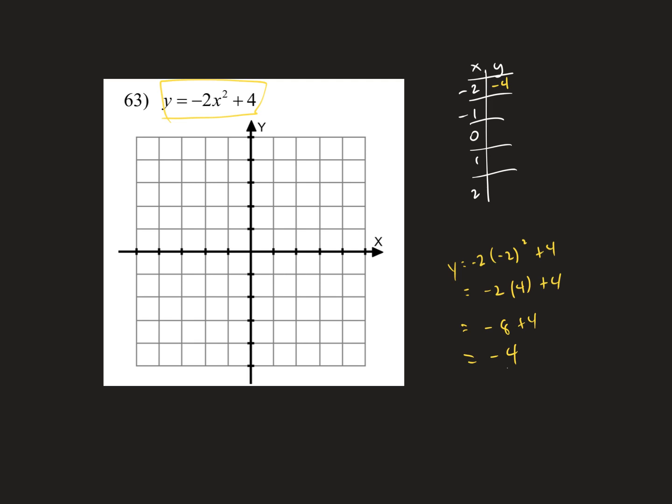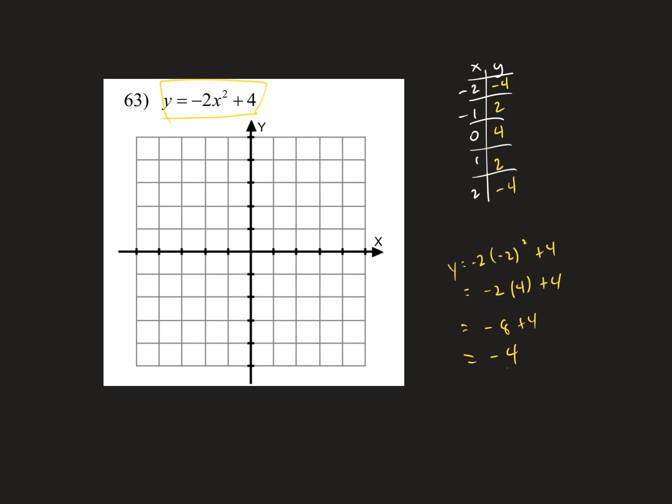So I plug in -1, squaring that gives you 1, times -2 is -2, plus 4 is 2. When I plug in 0, that's easy, I get 4. When I plug in 1, I get 1 squared is 1, times -2 is -2, plus 4 is 2. And when I plug in 2, I'm going to get -4.